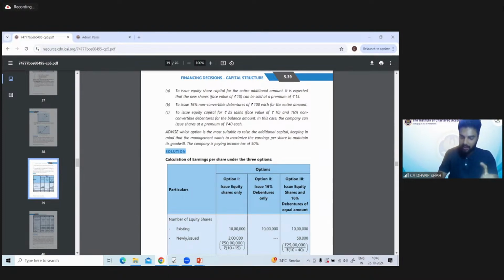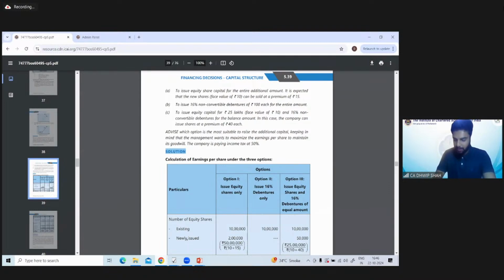So under plan 1, 50 lakhs is raised through equity shares. If you are raising through equity shares, you have to issue shares at some price. That price is 10 face value and premium of 15, so 25 is the share price. Second alternative, go for non-convertible debentures of 100 each for the entire amount at 16% rate of interest. Means 50 लाख आपने पूरे डिबेंचर से रेज किए and one debenture is of 100 rupees.